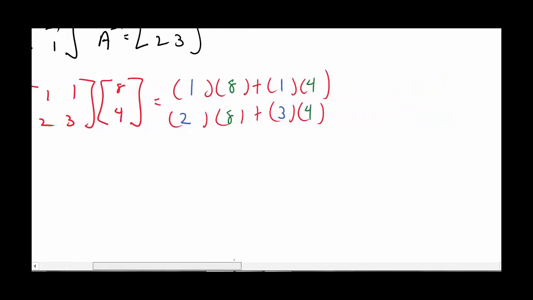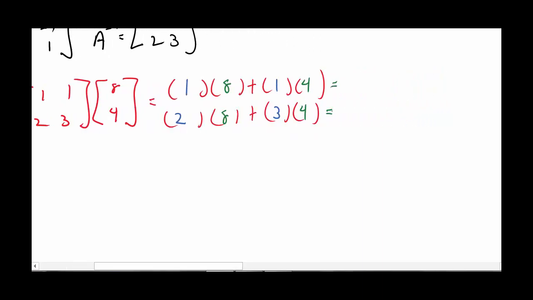And then I'm just going to multiply those out. Well, 1 times 8 plus 1 times 4, that's 12. And 2 times 8 is 16, plus another 12, so that's 28. So that translates into x equals 12 and y equals 28, which is again just another different way to solve a system of equations.